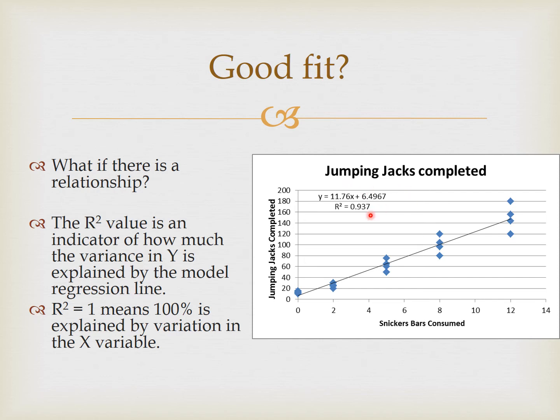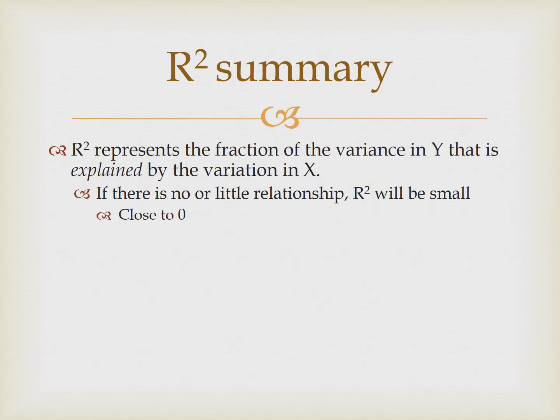This R² value is an indicator of how much of the y-axis variable is related to what we changed in the x-axis variable. Numbers that are very, very close to 1 mean that we have a perfect correlation. R², here, is a correlation coefficient. 1 means 100%. Another way of saying that is that R² represents the fraction of the variance in y that is explained by the variation in x.